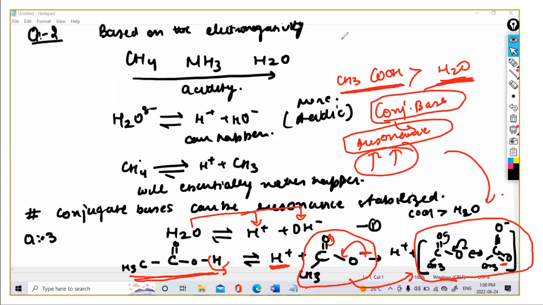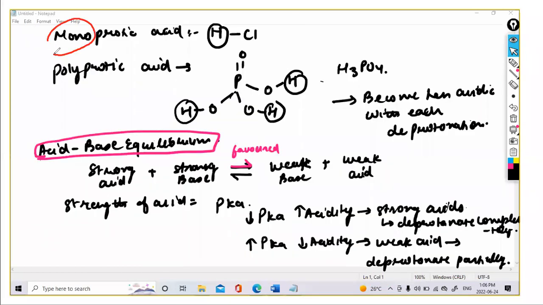Now let's move forward and look into some more terms. Monoprotic: mono means single, and protic comes from the word proton.